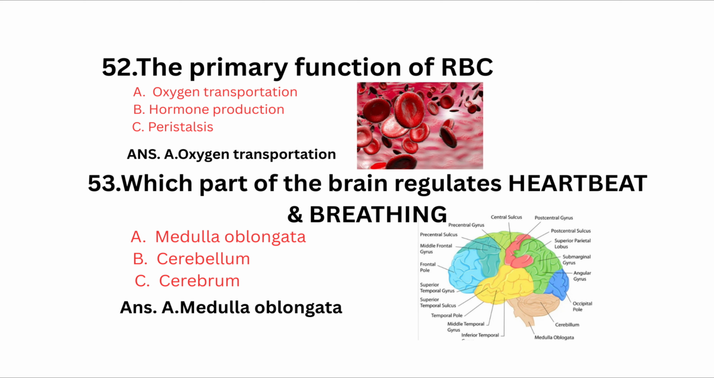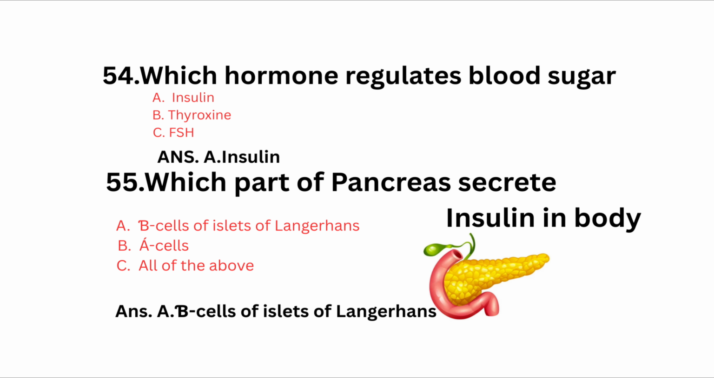A. Medulla oblongata. B. Cerebellum. C. Cerebrum. The answer to this is the medulla oblongata. I hope it's visible in the diagram, right at the inferior surface of the brain. 54. Which hormone regulates blood sugar?